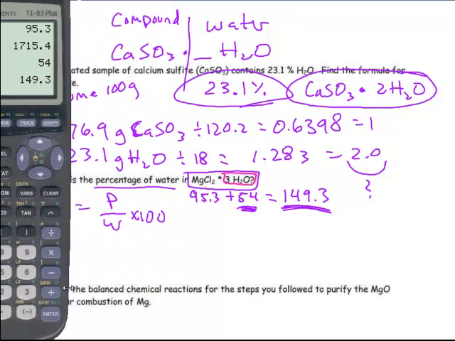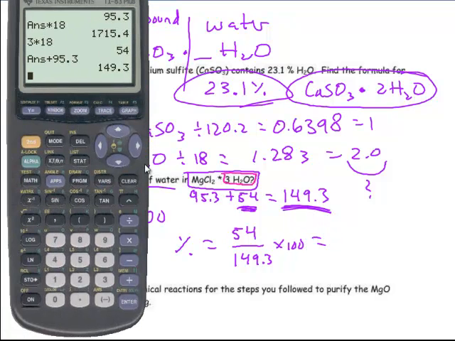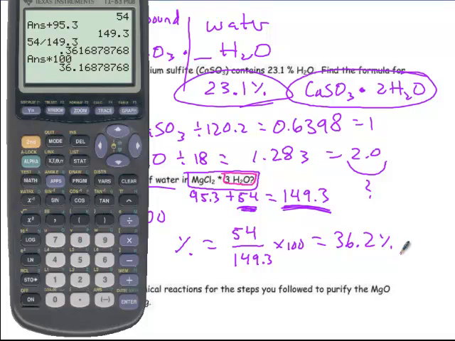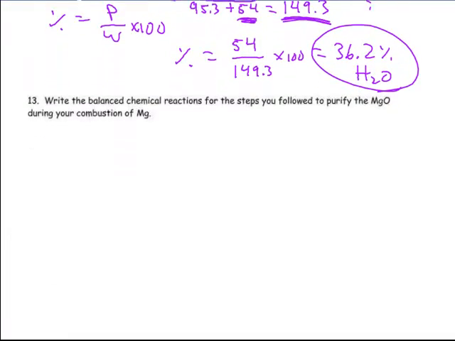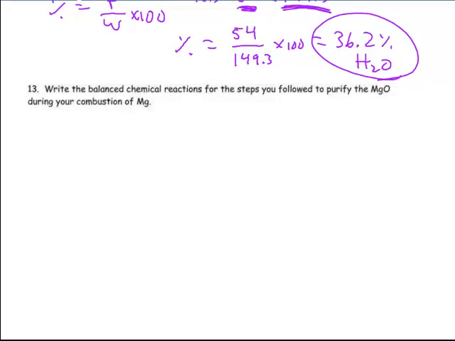So the percentage equals 54, the part of water, over the whole thing, and then times 100. So 54 divided by 149.3 times 100, and we get 36.2% water. So this particular substance is 36.2% water.